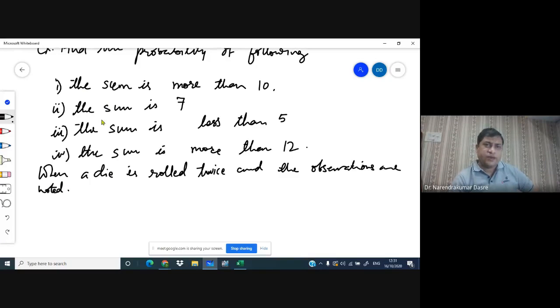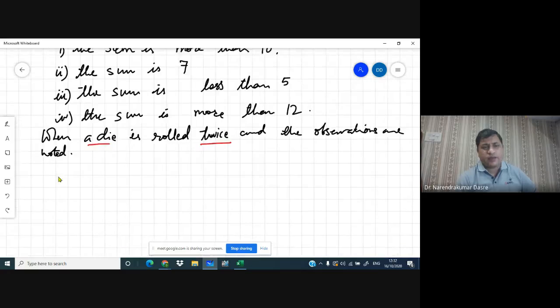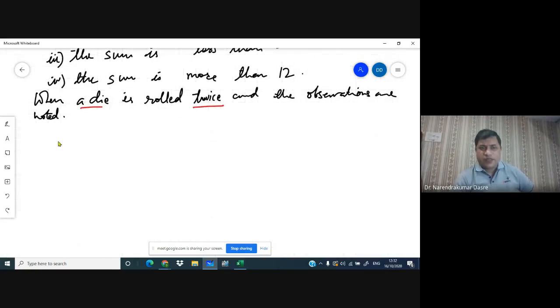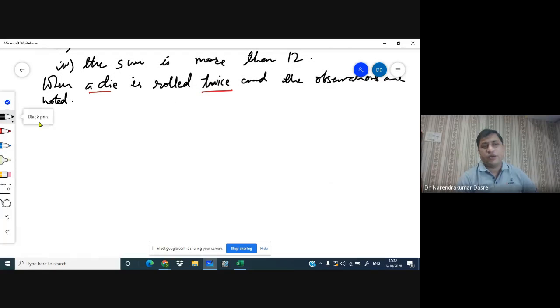So what is the random experiment actually? The random experiment is we are rolling a die twice. So that's what we need to understand. The die is rolled twice, so we'll have the observations in pairs. What may be the first number that we'll get for the first roll, and what will be the number we'll get for the second throw. So here we need to write the sample space properly. If you can write the sample space properly, definitely you are able to get the solution and you will get the correct probability.